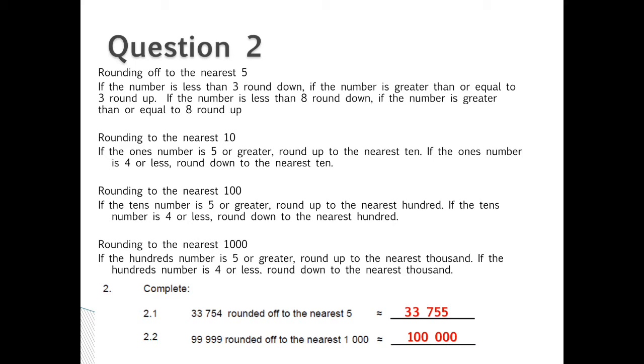Rounding to the nearest 1,000: if the hundreds number is 5 or greater, round up to the nearest 1,000. If the hundreds number is 4 or less, round down to the nearest 1,000. In 2.1, the answer is 33,755 rounded to the nearest 5. And in 2.2, your answer is 100,000 rounded off to the nearest 1,000.